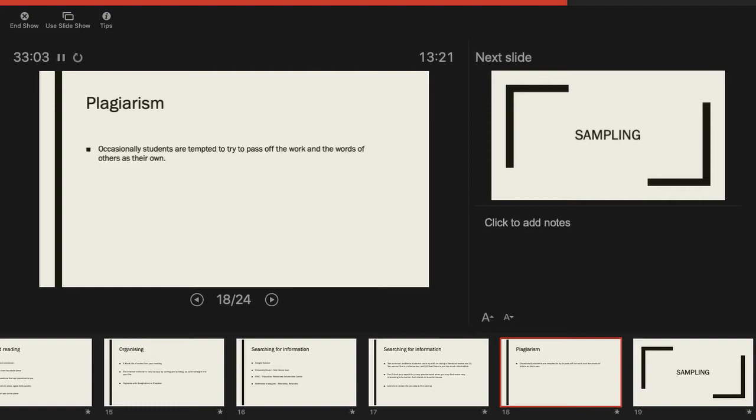Just another tip for you: when you're writing and you've now used a resource, if you right click on a word, there is an option where you can choose synonym. When you click on synonym, it will give you a range of words to choose from. So for instance, instead of using the word occasionally, the synonym could be generally. Okay, so that's just a tip for you.